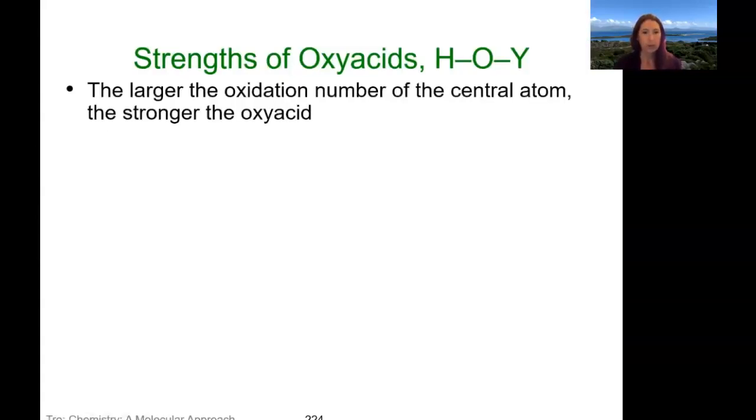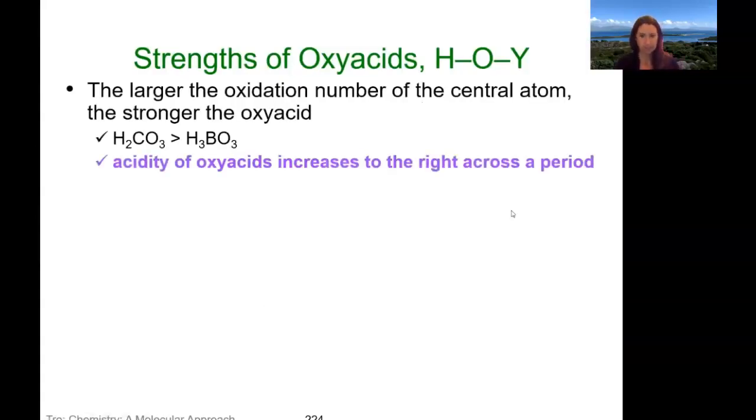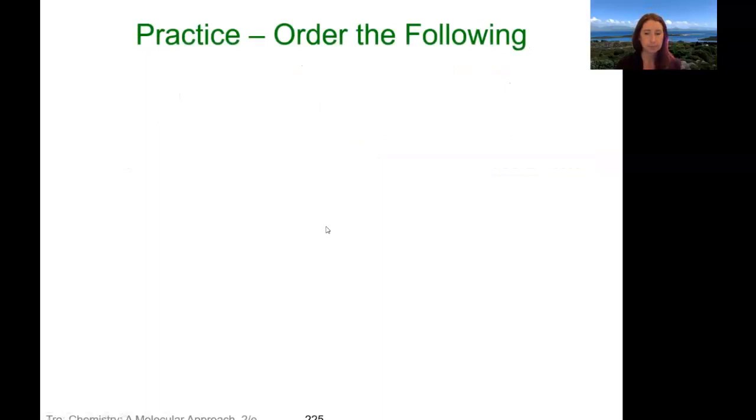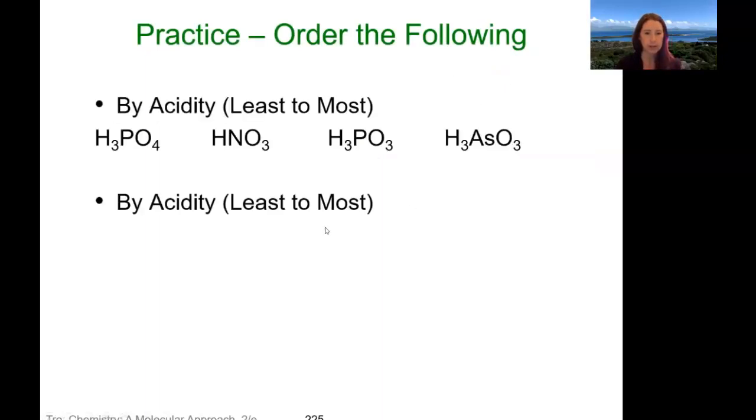So again, when we look at oxyacids, don't worry about oxidation number right now. What we're just going to say right now is that the acidity of the oxyacids increases as we go across the periodic table. We're going to talk about oxidation number later, but just remember it increases as we go across the periodic table. Okay, so we're going to try these.